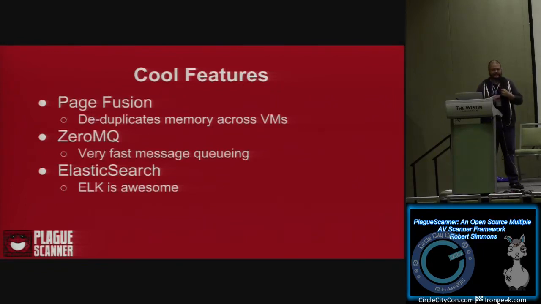0MQ is a very, very fast message queuing. I'm pretty sure everyone's familiar with something like RabbitMQ, but this is just a little bit faster, and it has no broker. So there's just the client and server. There isn't a broker that the message has to go through to get to its endpoint.